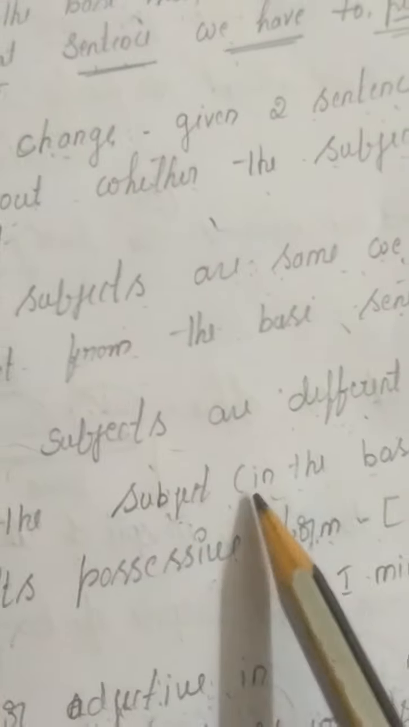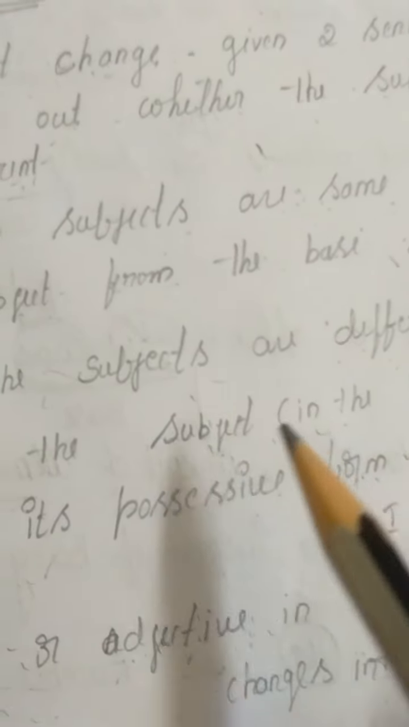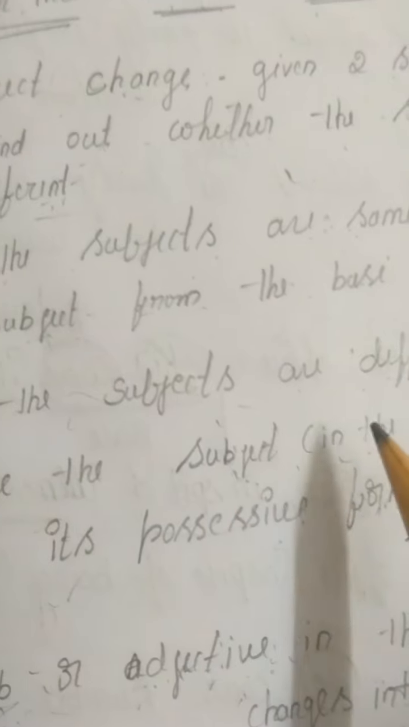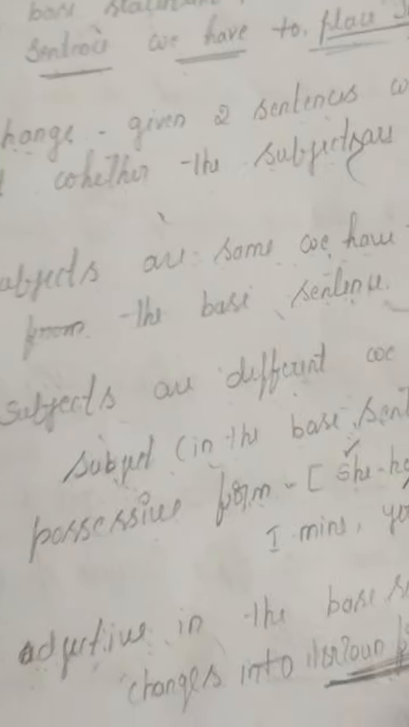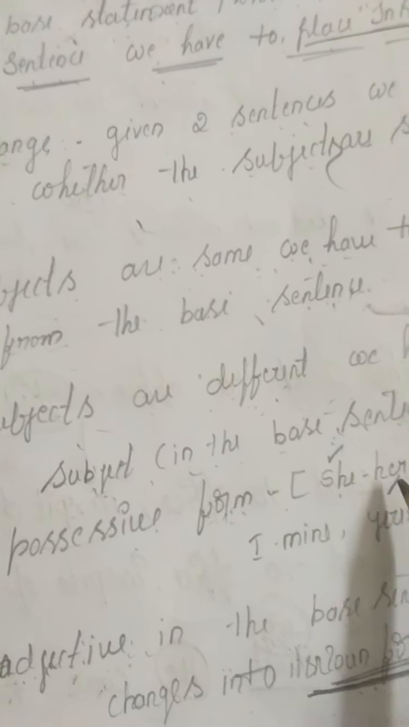Second, if the subjects are different in the two sentences, we have to change the subject in the base sentence to its possessive form. Possessive form means she becomes her, he becomes his, like that.